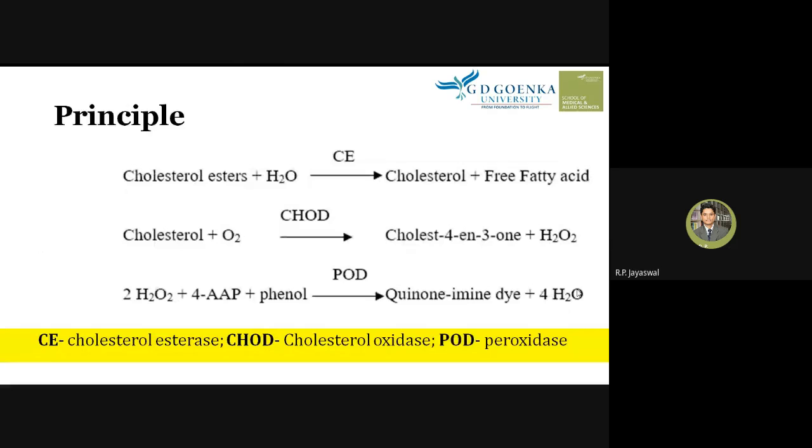Okay. Now let's know the principle of the test. This test is based on the enzymatic method, where we use three different enzymes. We can see CE means cholesterol esterase, CHOD is cholesterol oxidase, and POD is peroxidase. There are three enzymes: cholesterol esterase, cholesterol oxidase, and peroxidase.